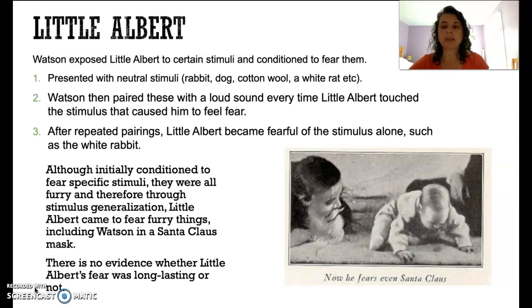Watson worked with a baby named Albert and his mother. He used classical conditioning to teach Little Albert to fear a white rat by introducing a loud clanging sound every time Albert saw or reached for the rat. The white rat became a conditioned stimulus for a fear response. Eventually, Little Albert generalized his fear to other white fuzzy things, including a Santa Claus mask. This is an example of stimulus generalization, as discussed a few minutes ago.